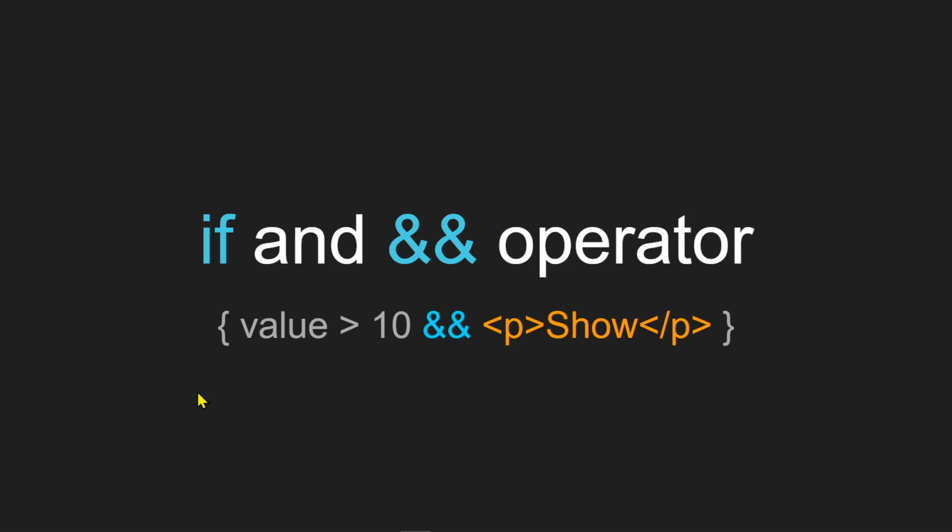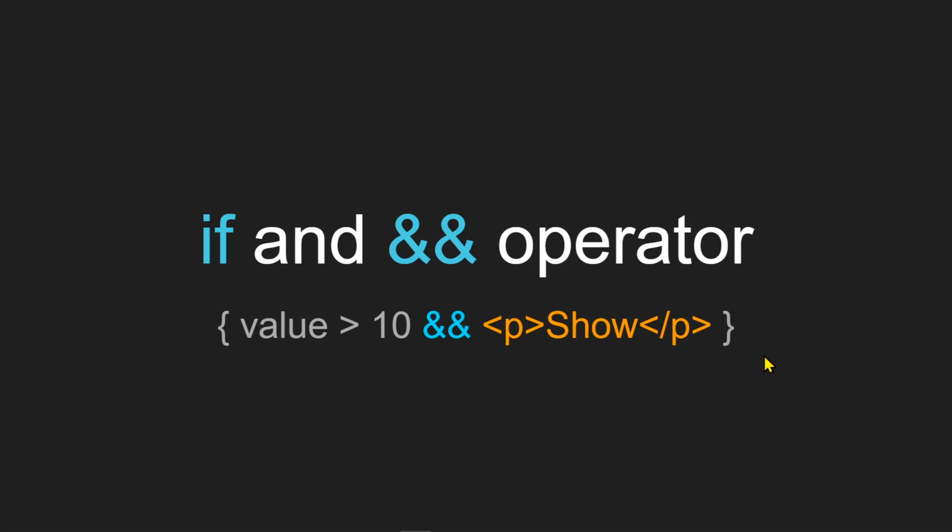In this example, you have a value you want to check to see if it's larger than 10. If it is, then whatever is after the two ampersands will be rendered to the view. You want to be careful because the part after the ampersand must follow the same rule that it must have a root element. If it's true, then whatever is after the ampersand will be rendered. If it's false, then nothing gets rendered.